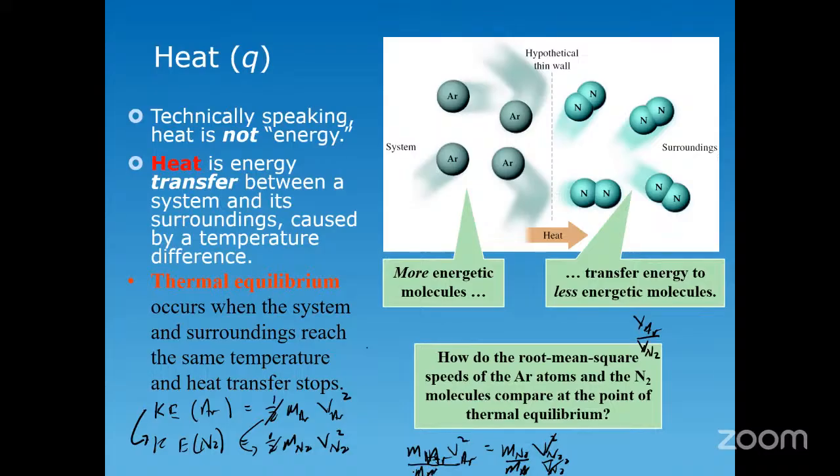MAR, that will cancel out with that. I'm going to end up with VAR over VN2 is equal to the square root of MN2 over MAR. And all we have to do from here is to look up the molar masses of nitrogen, which in the case of N2, that will be 28.02. In the case of argon, 39.95. And then we find the square root of that.